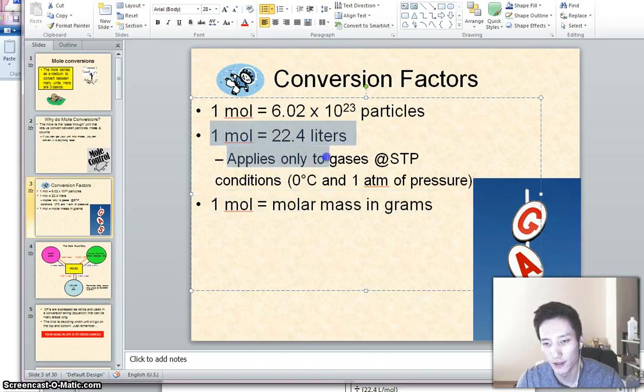The new conversion factor here is that for every 1 mole of a gas, okay, gases only, because gases are less dense than solids and liquids, 1 mole of a gas takes up 22.4 liters. So this is the volume value now. Okay, it says applies only to gases at STP conditions. STP means standard temperature and pressure. And the standard temperature is 0 degrees in chemistry, and the standard pressure is 1 atm of pressure.